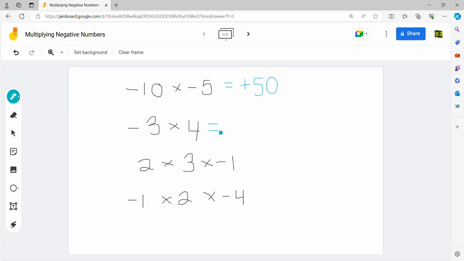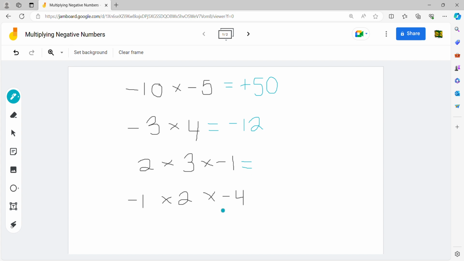Now let's look at this question. Negative 3 times positive 4. We see here that we have a negative number times a positive number. We only have one negative number involved in this problem, so therefore this will be negative 12. Let's look at the next problem.